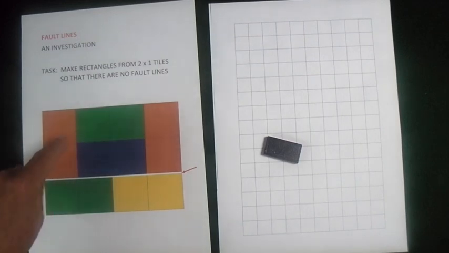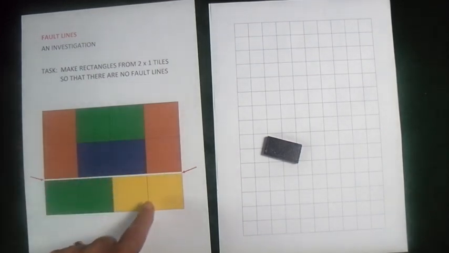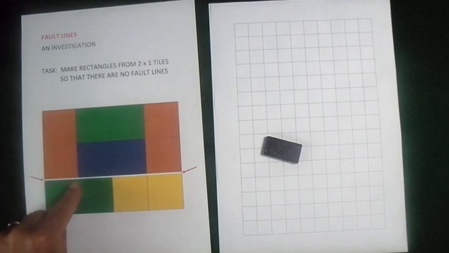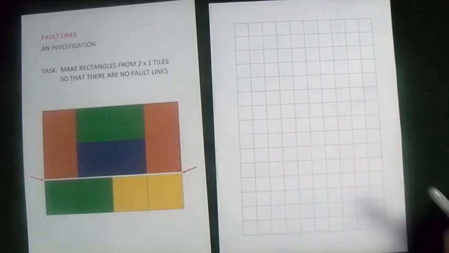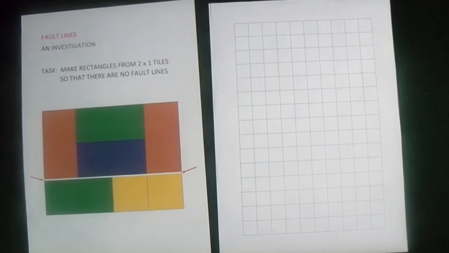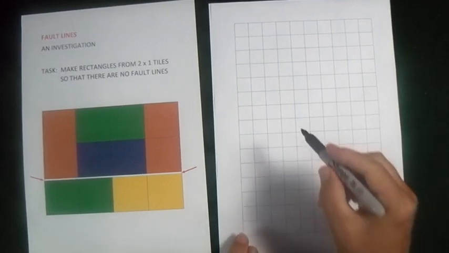There's one tile, another, but I've got a fault line running all the way through. It's a crack which runs from one side to the other. Now I'm going to see if I can make a rectangle with no fault lines.